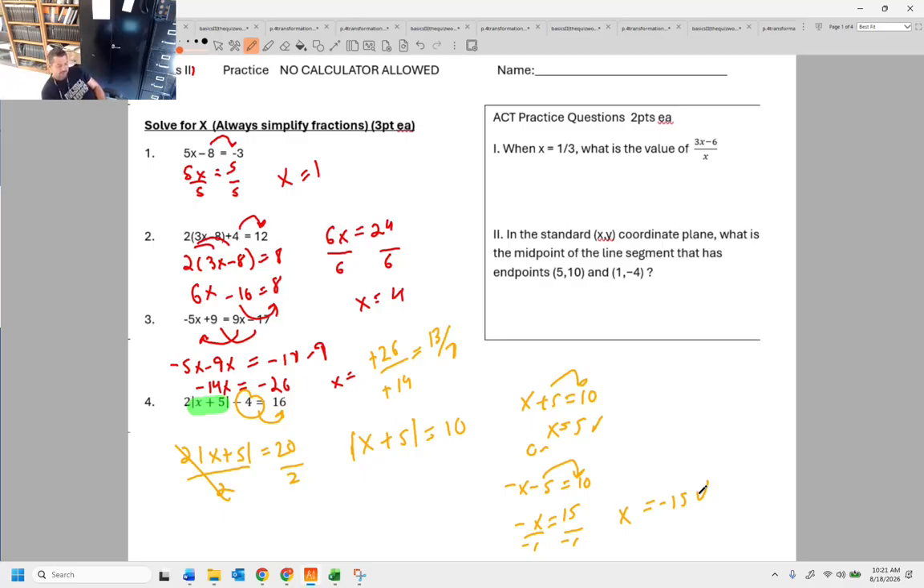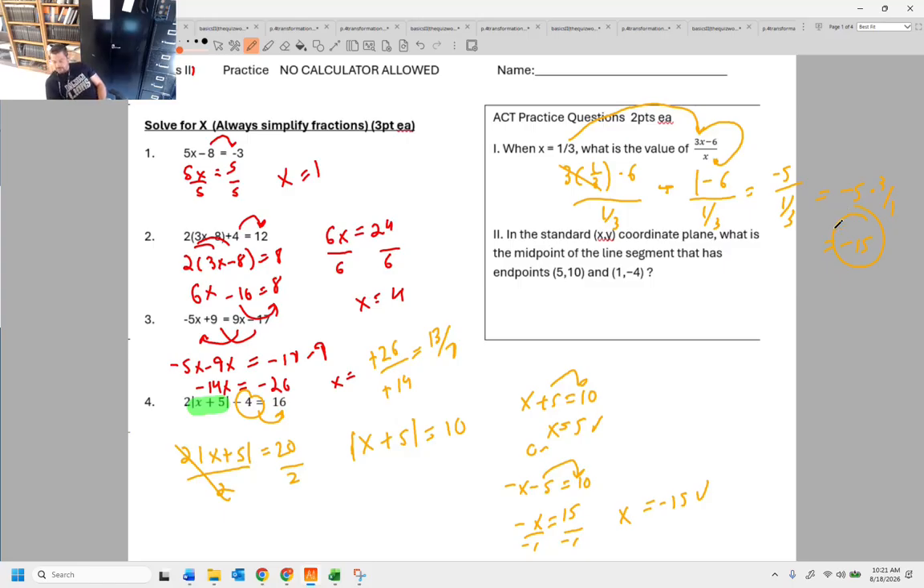When x is 1/3, what is the value of the expression? You are literally supposed to take that 1/3 and plug it in everywhere you see an x. Of course, you're going to have to do some basic math here. 3 times 1/3, the 3's cancel. This is 1 minus 6 sitting over 1/3. 1 minus 6 is negative 5. Fifth grade math: to divide by a fraction, we multiply by its reciprocal. And negative 5 times 3 is negative 15.